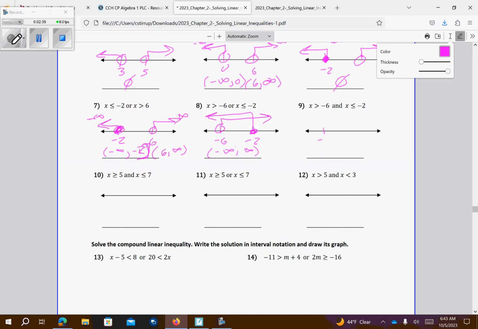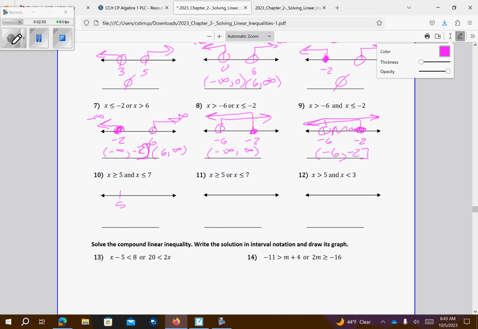And then I have a negative 6 here. I have a negative 2 here. Open dot on the 6, solid dot on the 2. This one I want overlap, which is this, so it's going to be a soft bracket or a parenthesis on the 6. It's going to be a hard bracket on the negative 2.